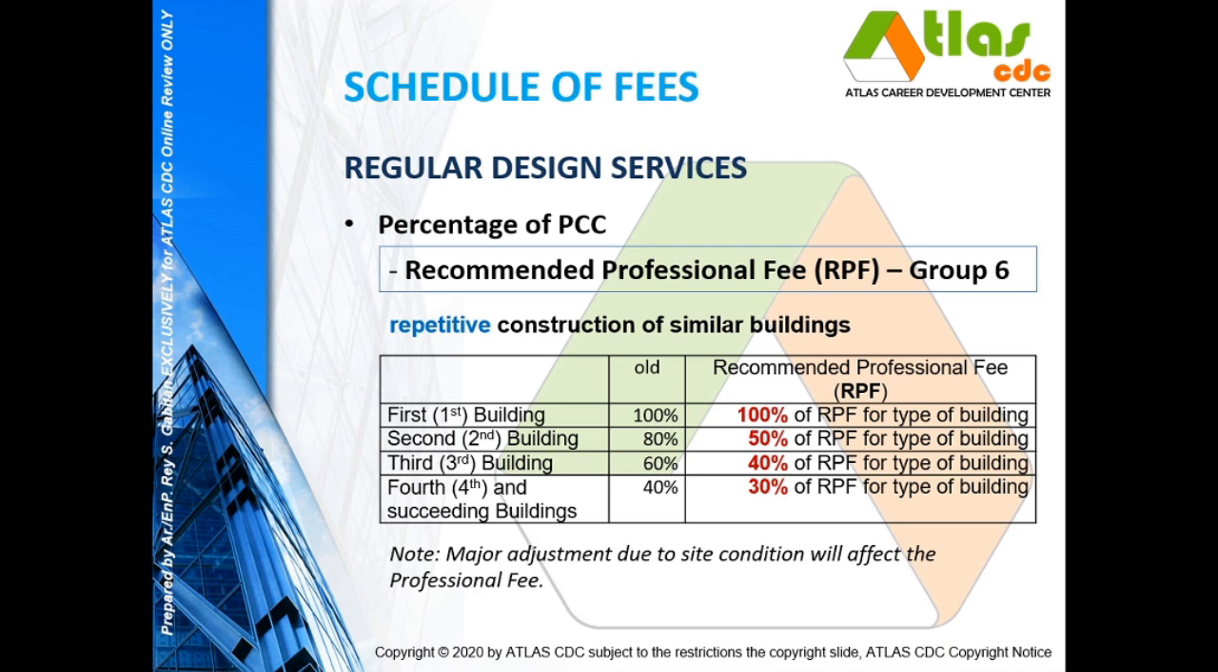So let's say your RPF for group 2 is at 6%. The second building that you will do, your fee now will not be 6% anymore, but 50% of 6%. So your fee will be just 3% for the second building. And the third building will be 40% of 6%, so that means just 2.4% for the third building. And your fourth building is 30% of the fee for the first building, so 30% of 6% is 1.8%, no?